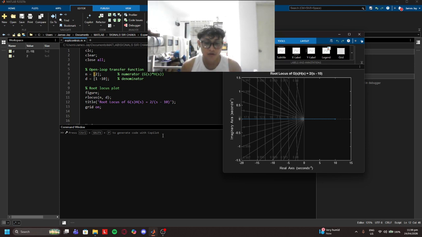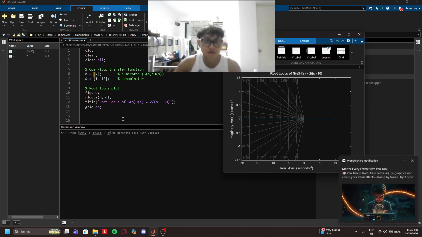I started by working with the transfer function and characteristic equation, and evaluated the magnitude and angle of G(s)H(s) at different points in the s plane to compute K. After doing the manual calculations, I moved on to MATLAB to visualize the system, and I also used this code to generate the root locus plot of 2 over s minus 10.